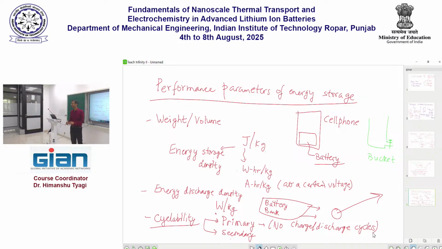A secondary battery is one that I can charge, discharge again and again and again, like the battery in a cell phone or in an electric car, an electric scooter, and so on. That is what is known as a secondary battery. Okay? Any other questions or comments here?